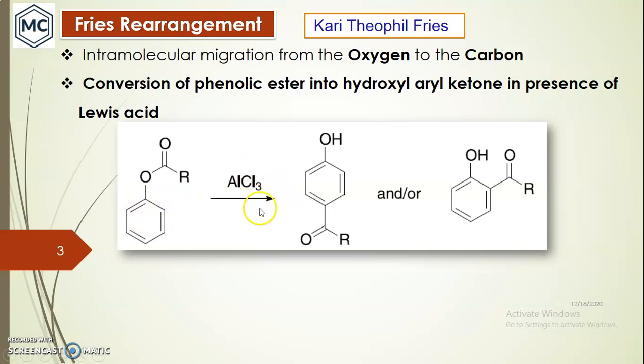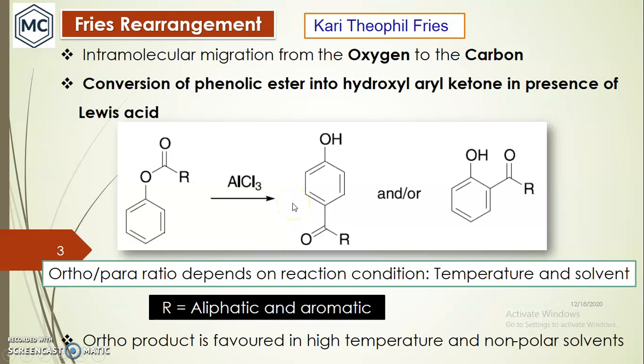In the presence of Lewis acid, it forms ortho or para-acetyl phenol. And the ortho-para ratio depends on the reaction condition, that is temperature and solvent. And R can be aliphatic compound or aromatic compound. Usually, the ortho product, that is this product, ortho-acylated phenol, is favored at high temperature and non-polar solvent. And the para product is favored at low temperature and polar solvent.